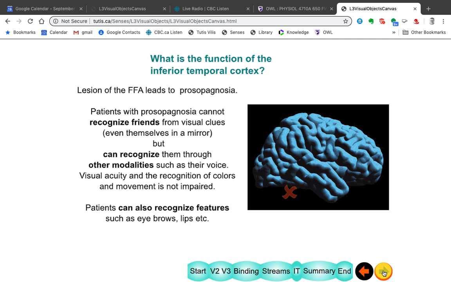Now, amazingly, you could still recognize the identity of someone by other features, like the person's voice. So you could be sitting there having coffee, and you know who you're talking to. You can recognize them by their gait. It's amazing how definitive gaits are for different people. Each person has a very telling gait.